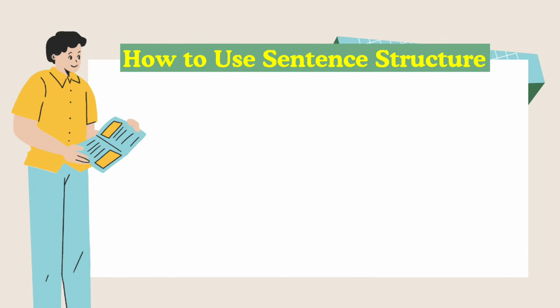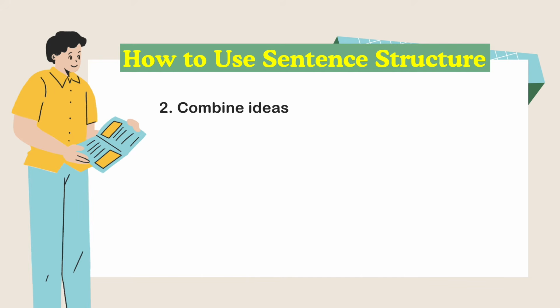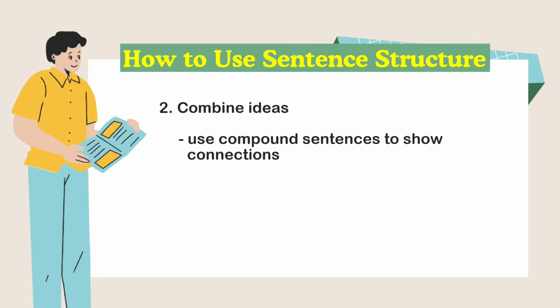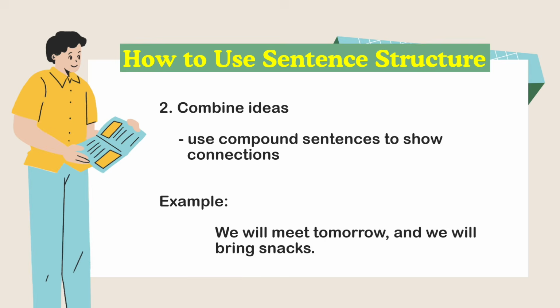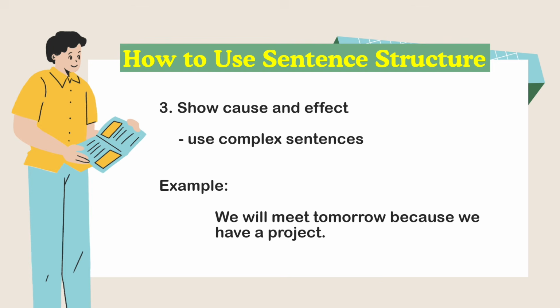Now, how do we use sentence structure well? First, start simple. Use simple sentences for clarity. For example, we will meet tomorrow. Then, combine ideas. Use compound sentences to show connections. For example, we will meet tomorrow and we will bring snacks. Third, if you want to show cause and effect, use complex sentences. For example, we will meet tomorrow because we have a project.